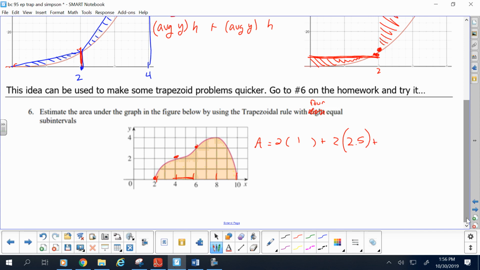Okay. The next region from 6 to 8 is 2 wide, and if I average the heights, then I'm taking roughly 3 and roughly 4. So an average height of 3.5. And then the last region from 8 to 10, I'm taking a rough of 4 and 0, and the average is 2. So a good estimate is 2 plus 5 plus 7 plus 4, or 18.